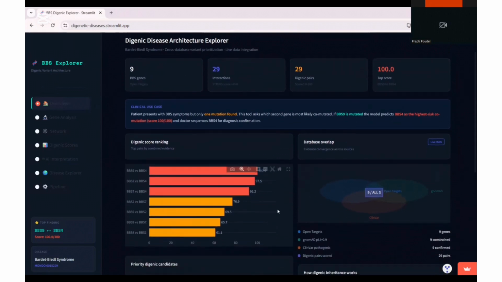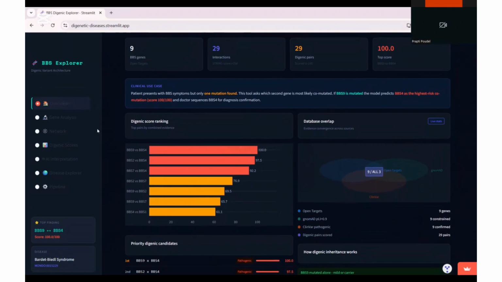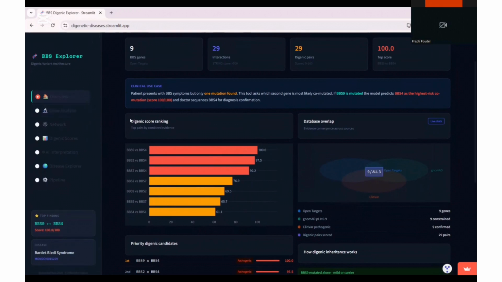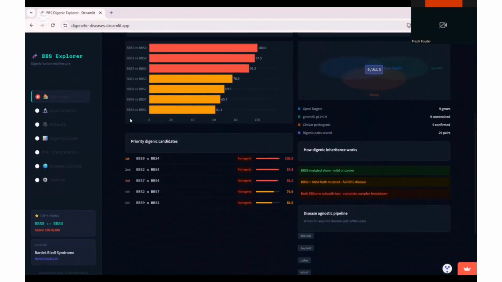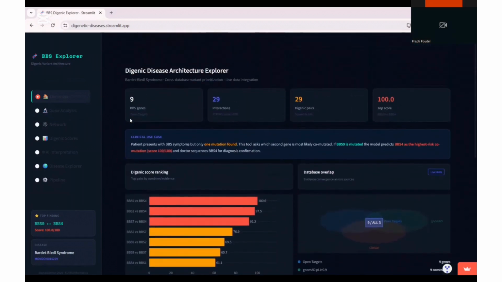This is our overview of our app. And now in this overview, we can see that the system is querying Open Targets GraphQL in real time, pulling gnomAD constraint score, building a STRING interaction network and running Reactome pathway mapping all simultaneously. And here in the overview, we can see the 9 genes, 29 interactions.